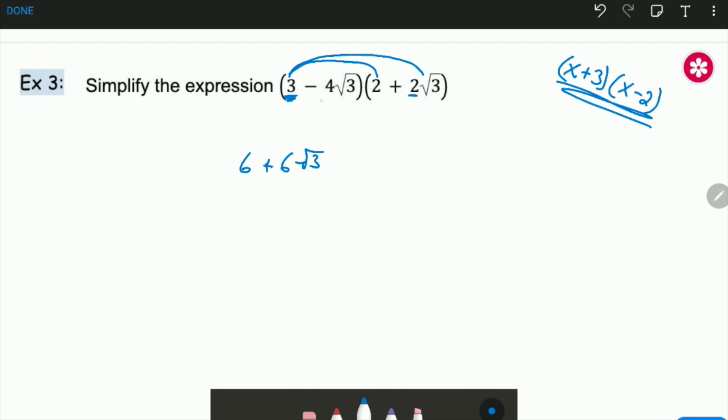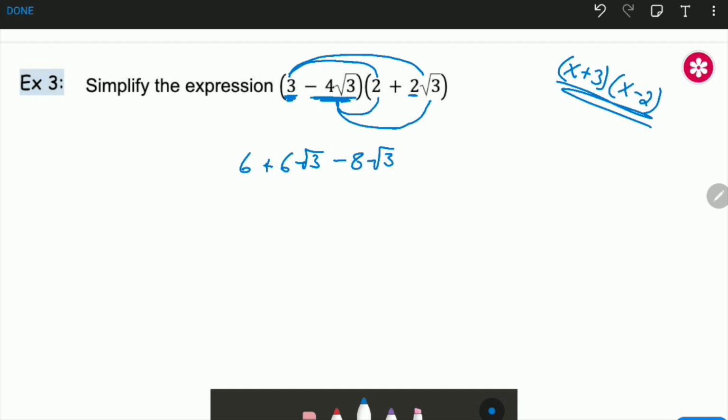Then we're going to go through with our next term, our negative 4 radical 3. Negative 4 radical 3 times 2 is going to be negative 8 radical 3, multiplying numbers outside the radicals together. And in this case, since we don't have stuff inside both, we'll leave the radical 3 as radical 3. And then negative 4 radical 3 times 2 radical 3, multiply the numbers outside together.